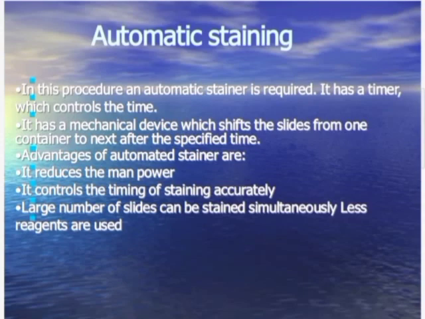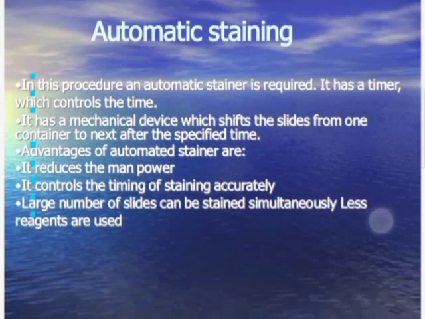For automatic staining, we require an automatic stainer. It has a timer which controls the time. It has a mechanical device which shifts the slides from one container to the next after the specified time. Advantages of an automatic stainer are: it reduces the manpower, it controls the timing of staining accurately, a large number of slides can be stained simultaneously, and fewer reagents are used.